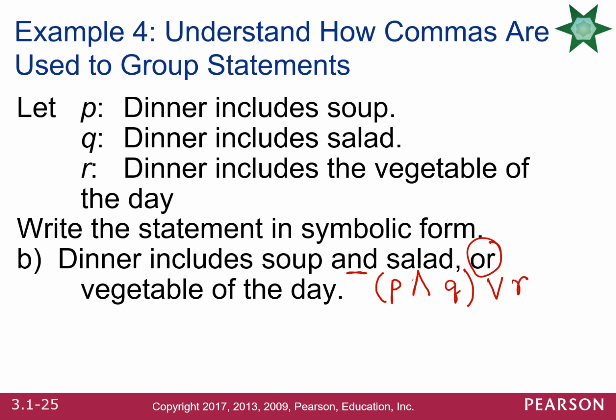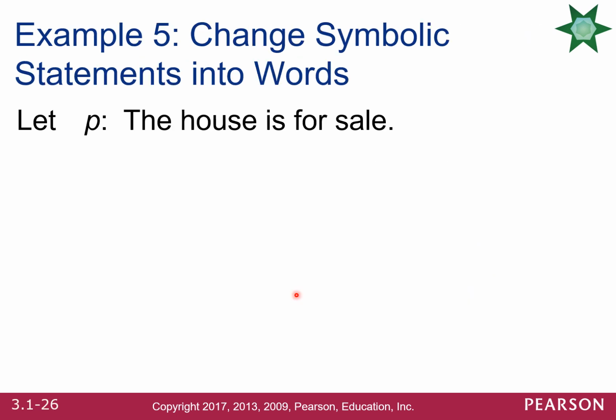All right, so let's see what the solution says. Solution is the same as what we got. So within brackets P and Q, and then after the brackets it's or R, which means dinner includes soup and salad. So soup and salad come together, and then or vegetable of the day. So you can either have soup and salad, or you can just have the vegetable of the day. All right, so that's what it means.